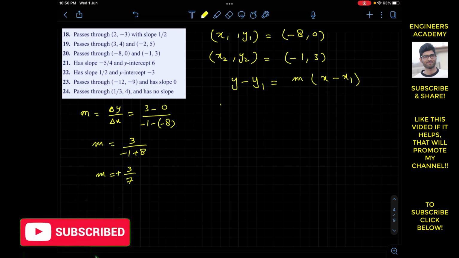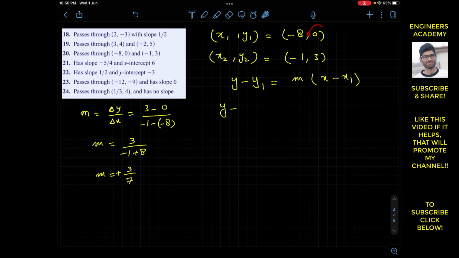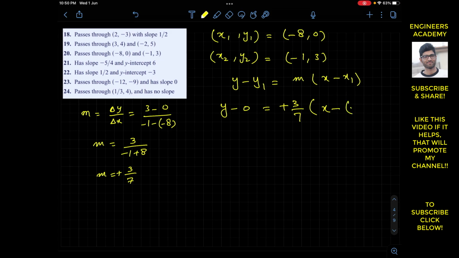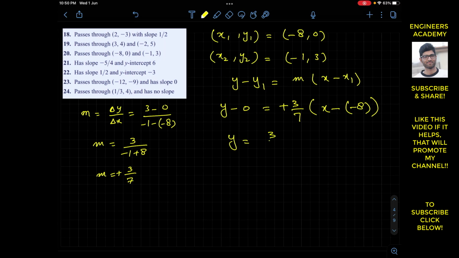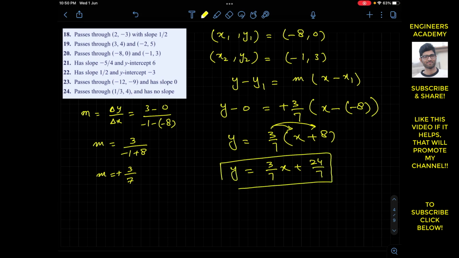Now we know the slope. So y minus y1, and y1 is 0. So this is y minus 0, and the slope is plus 3 divided by 7 times x minus x1, and x1 is minus 8. So this is x plus 8. So y equals 3 divided by 7 x plus 8, and now if I multiply this inside, this will be 3 divided by 7 x plus 3 into 8 is 24 divided by 7. So this is the equation of the line which passes through these 2 given points.